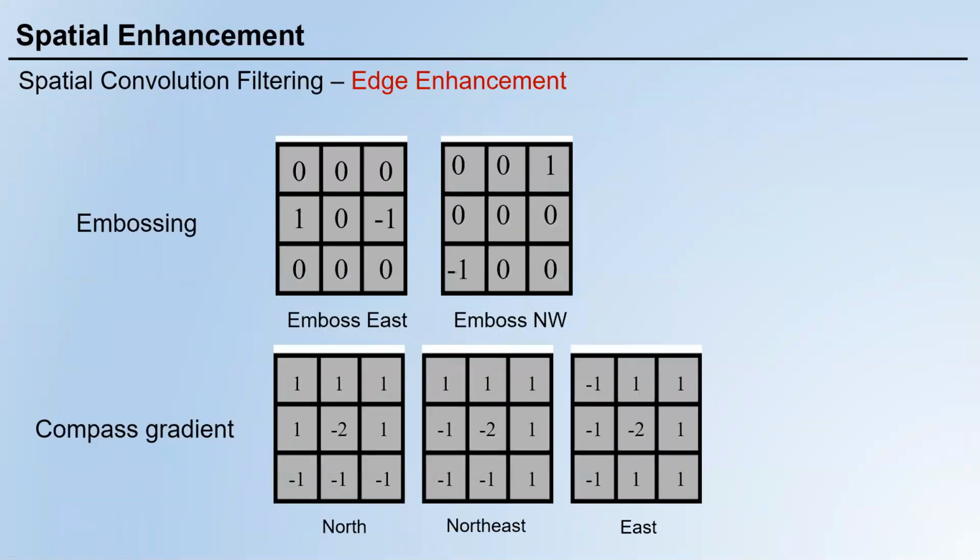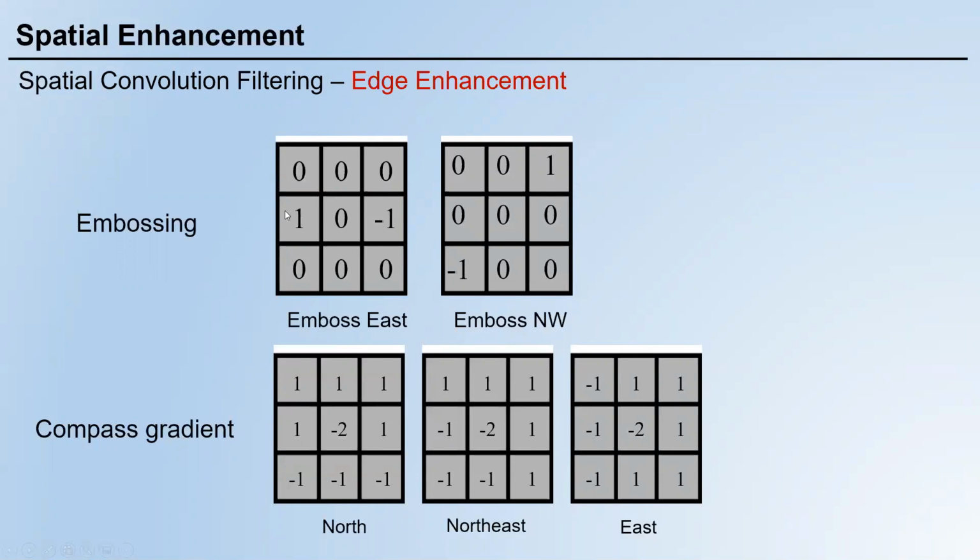And I'm going to give you more templates for edge enhancement. Some of them are called embossing. Embossing east, this is the template. Basically, only 2 pixels are joining this filtering: the pixel on the left side of the central pixel and the pixel on the right side. If the left pixel is larger than the right pixel, you will have a positive new value for the central pixel, because 1 multiply the left one minus 1 multiply the right one.